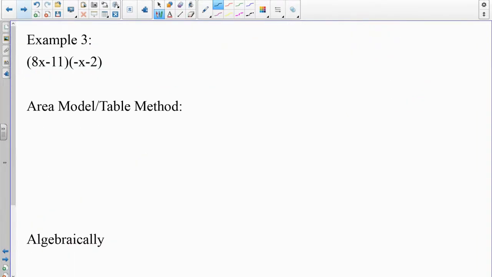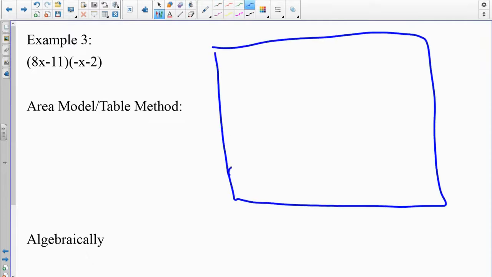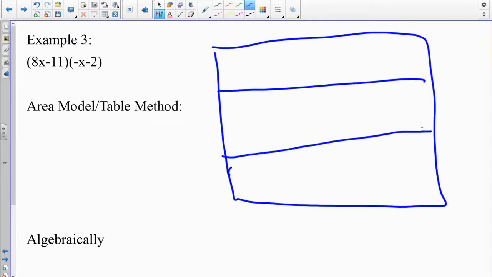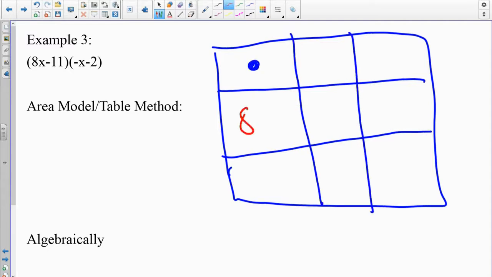Last example, we'll do an area model again for you. A lot of kids like your area model because it's very visual, it's very organized. Okay, so we got 8x and then a negative 11. So I put those two terms vertically here, and then I have a negative x and a negative 2.